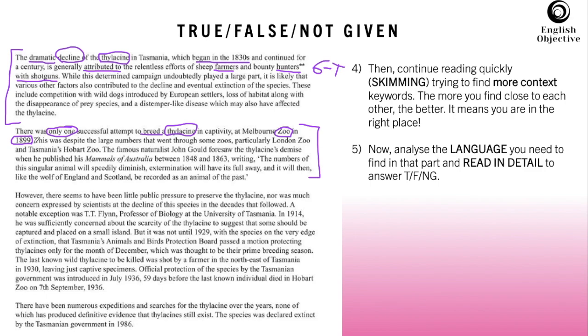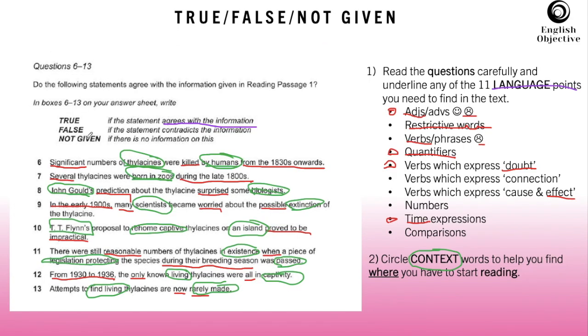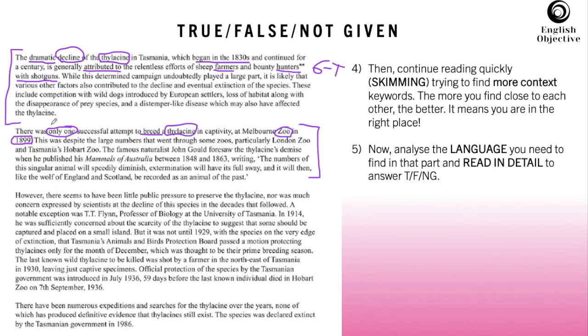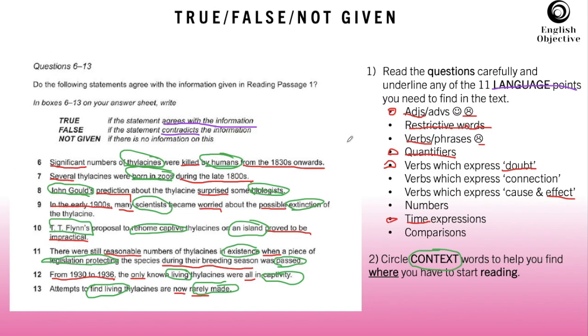So although the time expression is late 1800s, for the quantifier I have the opposite of several. So several is many, and only one is obviously the opposite. So when that happens, I would say that is false. Why? Because I do have the quantifier and I do have the time expression, but one of them is opposite, is not the same. So number 7 is going to be false. Let's continue with number 8.